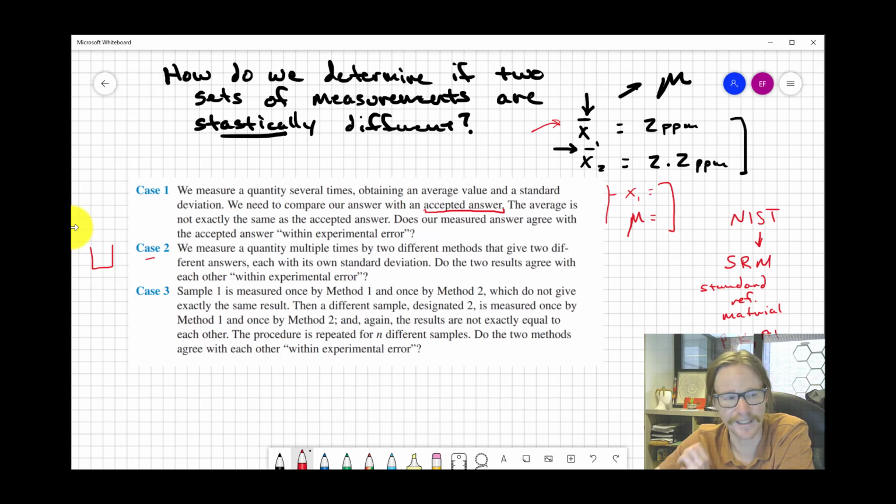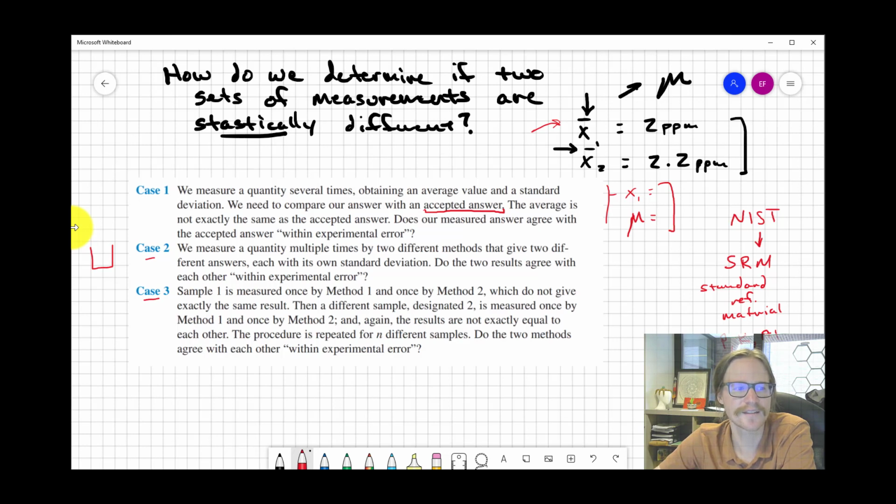So it's statistically different. That's a different case there because we're talking about the same sample being measured by two methods, which is different than the first case where we're talking about several samples being measured by one method and then being compared to a true value. Both of these are unique statistical cases.